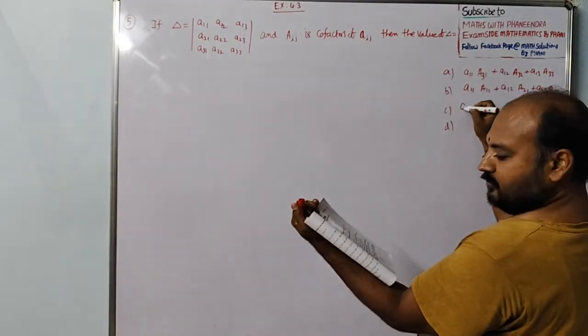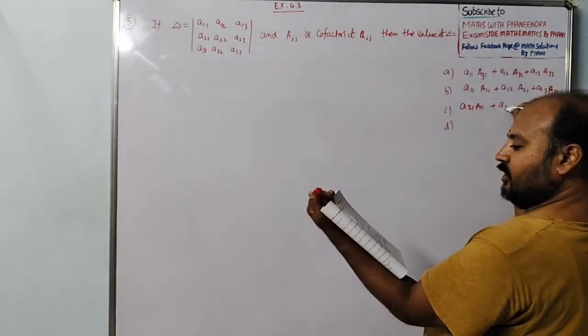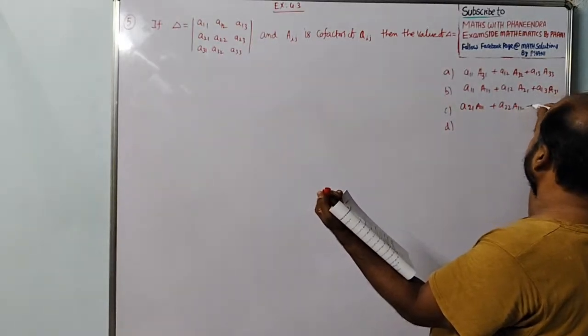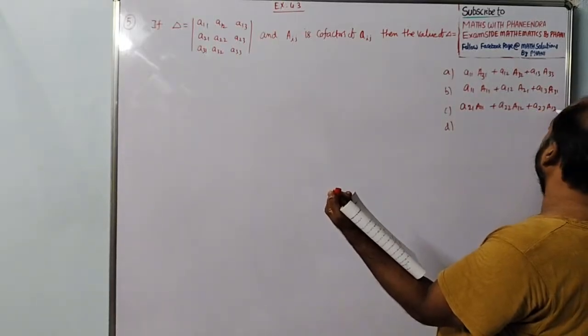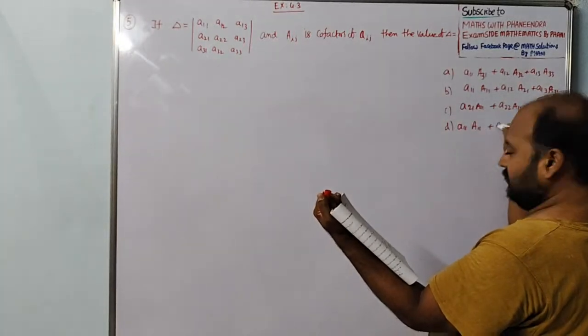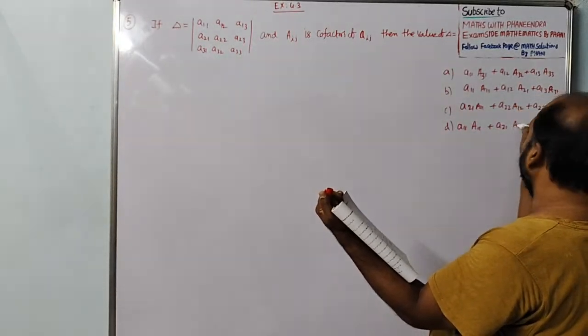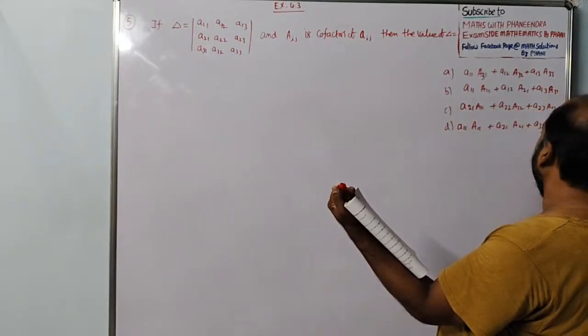Third option: A21, A11, A22, A12, A23, A13. A11 capital A11, A21 capital A21, A31 capital A31.